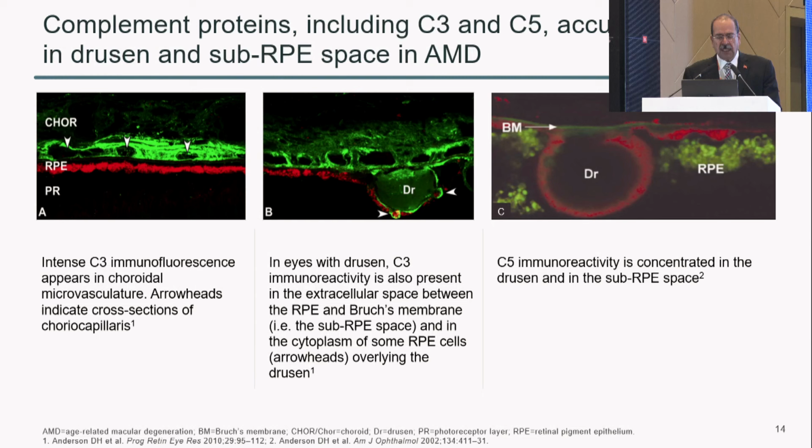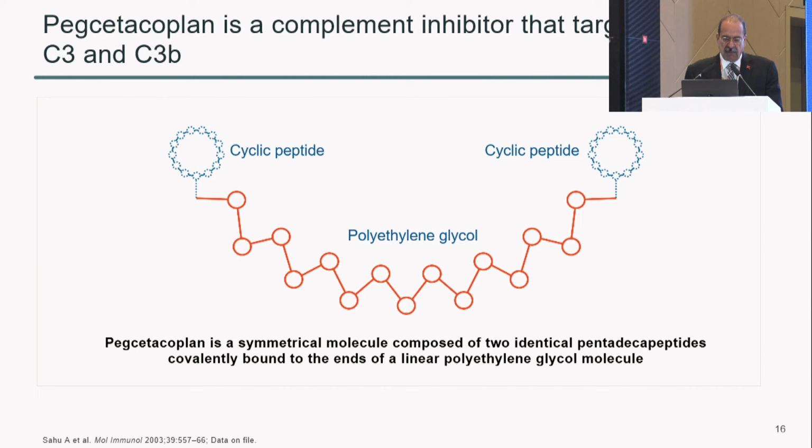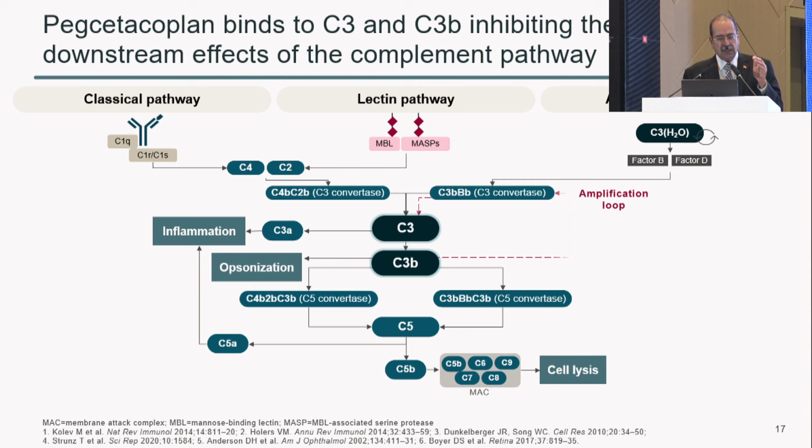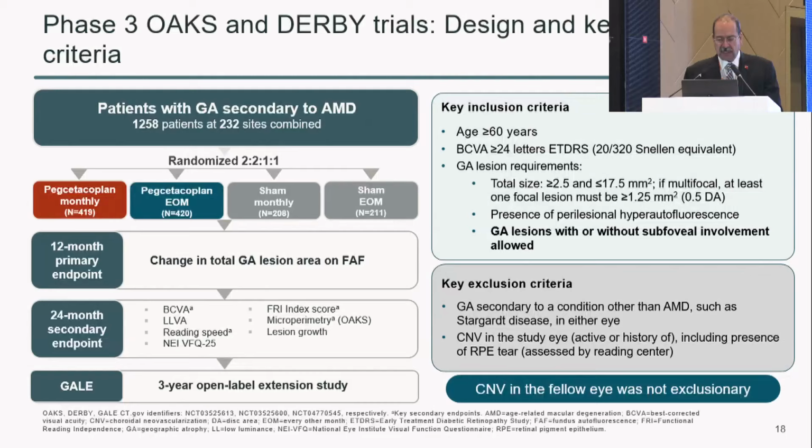We can detect C3 and C5, which are complement proteins, in drusen and also in the sub-RPE space in AMD using immunofluorescence. So it makes sense to suppress this pathway and maybe reduce the growth of the geographic atrophy. One such drug is pegcetacoplan, a complement inhibitor that targets C3 and C3b. Whether it comes from the classical pathway, the lectin pathway, or the alternative pathway, if you block C3, we could protect the cell and prevent cell death.